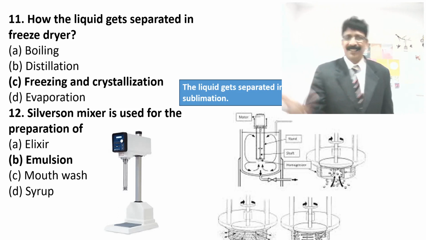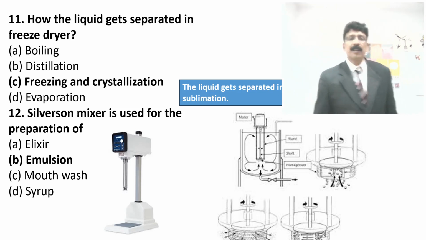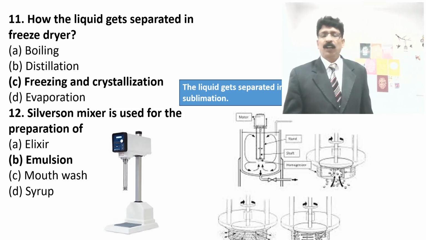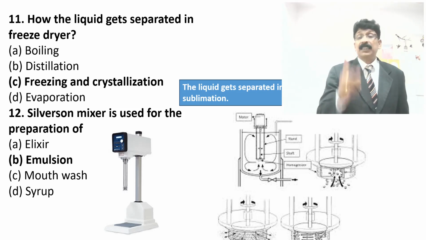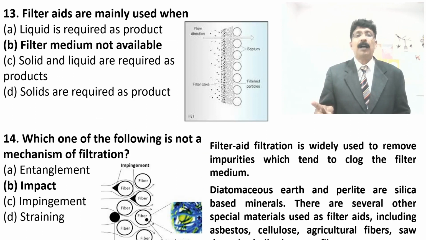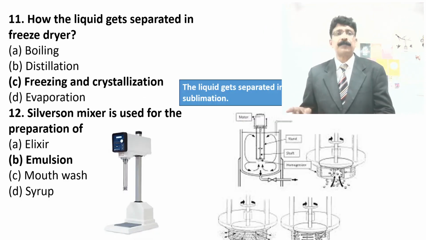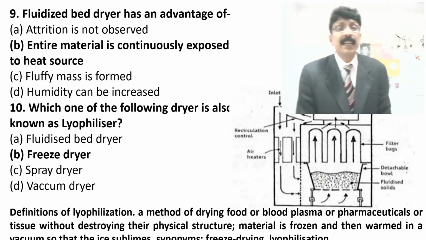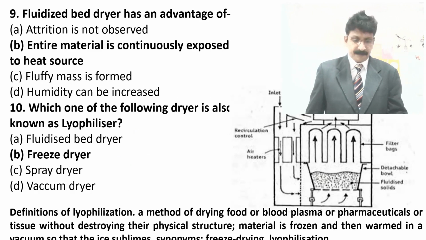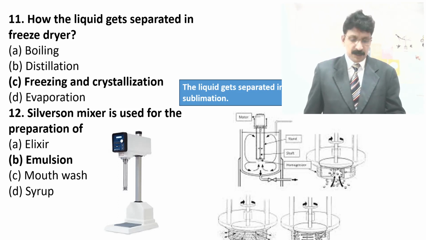Mouthwash, aqueous phase, it's a solution, this instrument is not needed. And syrup is just solubilizing. Many magnetic stirrers and mechanical stirrers can be used. But the Silverson mixer is used for preparation of emulsion. So now we will come to the next question. Fluidized bed dryer, that we have seen, sorry. 11th question, 12th we finished.